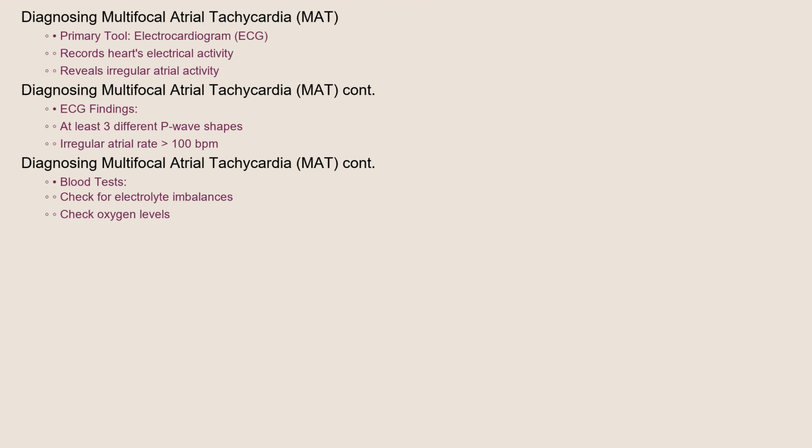How is MAT diagnosed? The primary tool is an electrocardiogram, or ECG. An ECG records the electrical activity of the heart and reveals the characteristic irregular atrial activity and multiple P-wave morphologies seen in MAT. The presence of at least 3 different P-wave shapes, along with an irregular atrial rate exceeding 100 beats per minute, confirms the diagnosis. Blood tests to check for electrolyte imbalances and oxygen levels are also important.